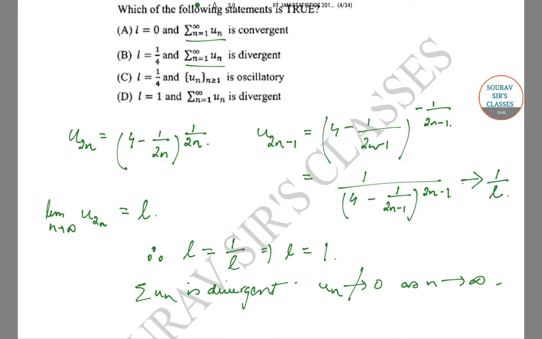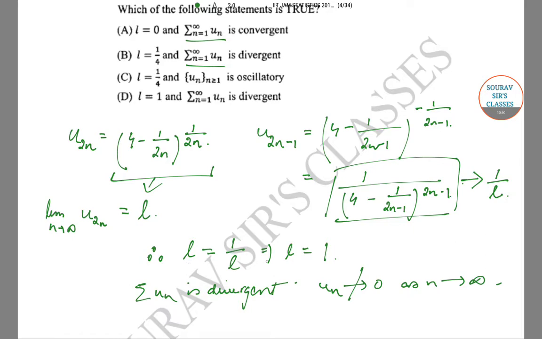Un does not go to 0 as n goes to infinity. I'll just say once more, u2n is 4 minus 1 by 2n to the power 1 by 2n. u2n minus 1 is 4 minus 1 by 2n minus 1 whole to the power minus 1 by 2n minus 1, which is equal to 1 by 4 minus 1 by 2n minus 1 to the power 2n minus 1. Now if we look at the sequence 4 minus 1 by n to the power 1 by n, if this sequence has to converge, then this has to go to L, and the denominator of u2n minus 1 has to go to L. So this entire thing has to go to 1 by L.